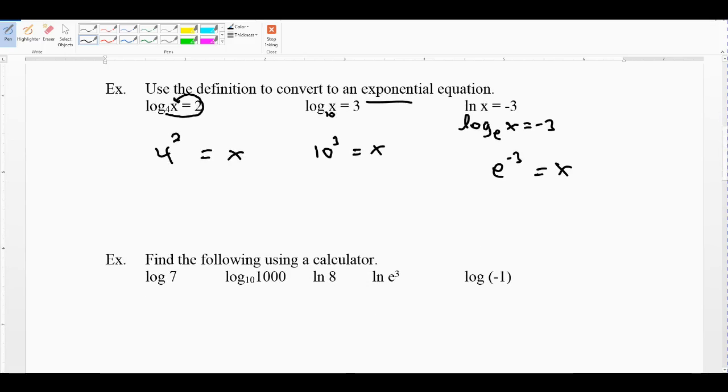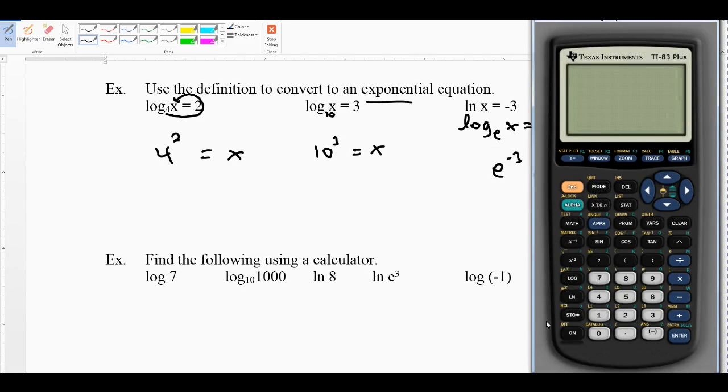Since we do have certain features in our calculator, certain logs, we're going to use that to find the answer to some of these. Log of 7. I just hit the log, that's common log 7. And we get something, we're going to round to 3 decimal places. 0.845. Log base 10 of 1,000, that's just 3. You'll learn how I got that in college algebra, but for now, log base 10 is the same as common log.